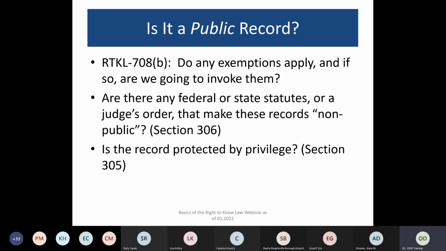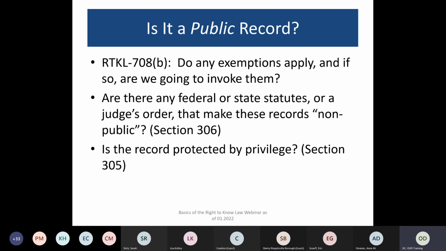Then we come up to the second hoop, which is pretty important because you need to identify, are there any federal or state statutes or a judge's order that makes these records non-public? While the Right to Know Law gives the agency the discretion to choose whether or not to invoke the exemption, usually if there is another statute that says the record is confidential, that statute doesn't give the agency any discretion. It says you must withhold it, sometimes under penalty of law.